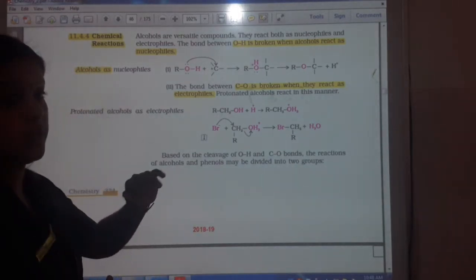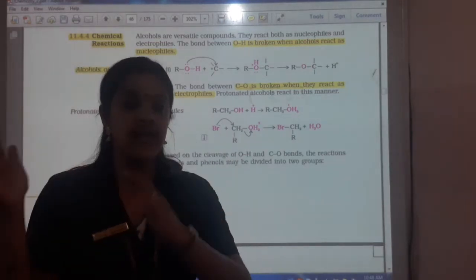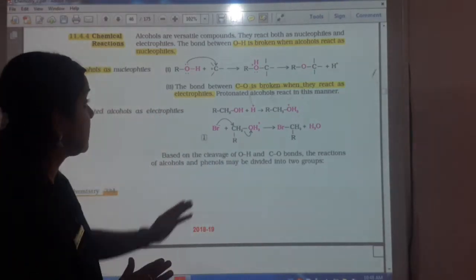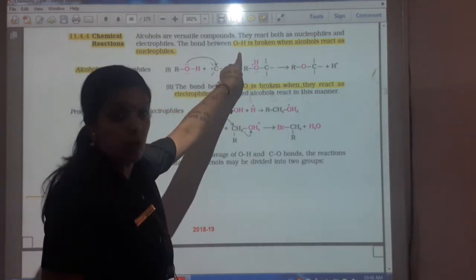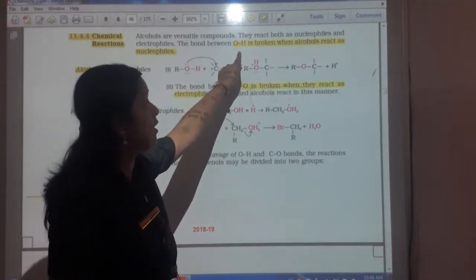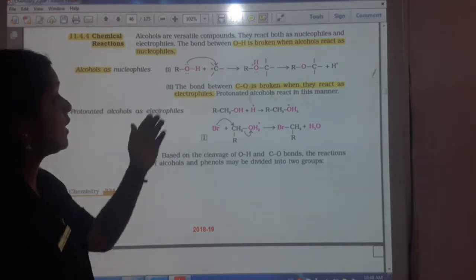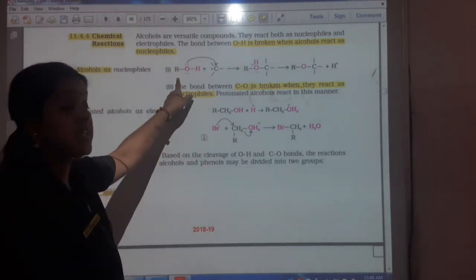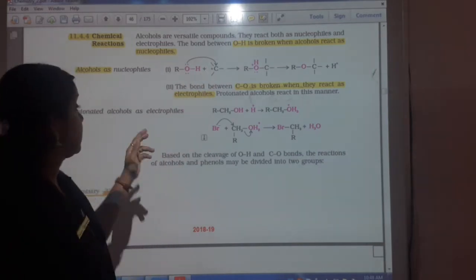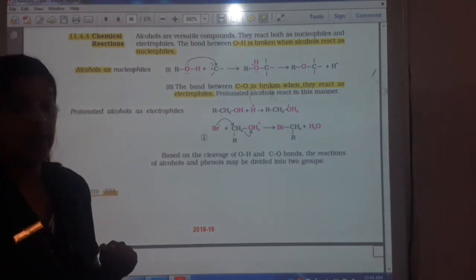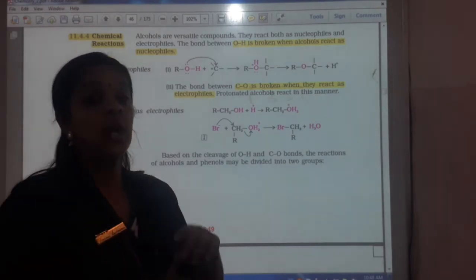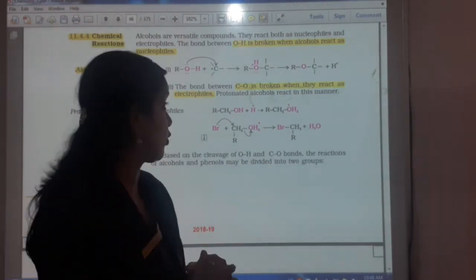The bond between, now we know ROH, that is CH3CH2OH. In this, if the OH bond is broken, then we call that a nucleophile, right? But if the CO bond is broken, then it will act as an electrophile. This is how this alcohol can act as both nucleophile and electrophile.